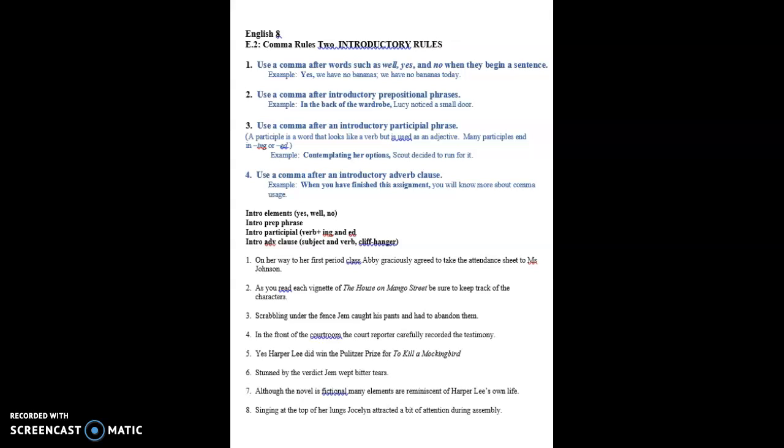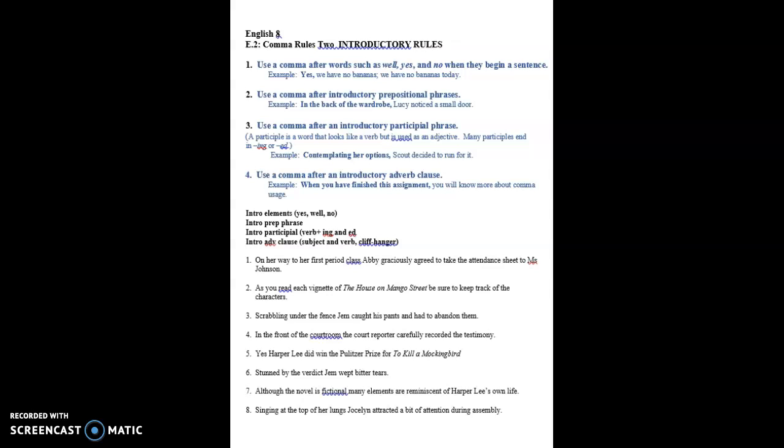So I'd like to go over with you the comma rules, the second chunk that have to do with the introduction of a sentence. The one thing I want to emphasize is with these comma rules, you're always looking at the first word or the first couple of words in a sentence. The first rule under this is using a comma after words that are brief and they just sort of set your sentence off like well, yes, and no. That's a pretty easy rule.